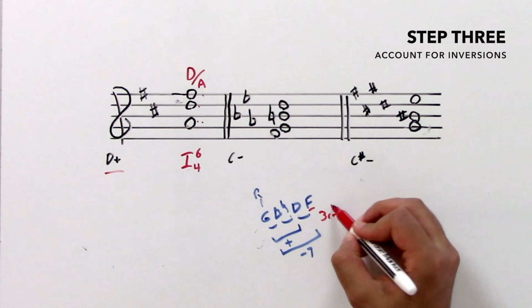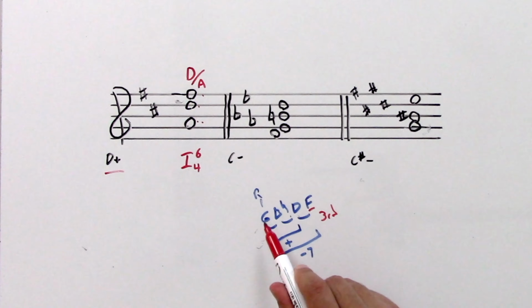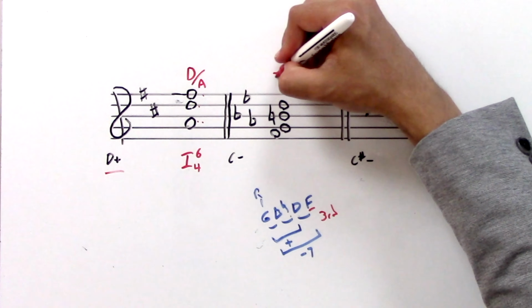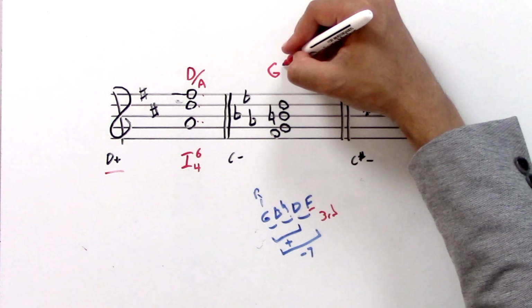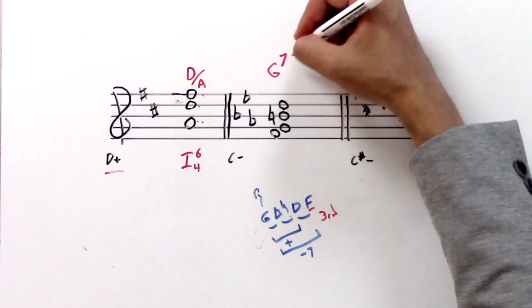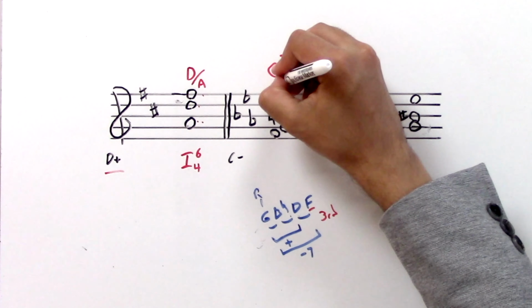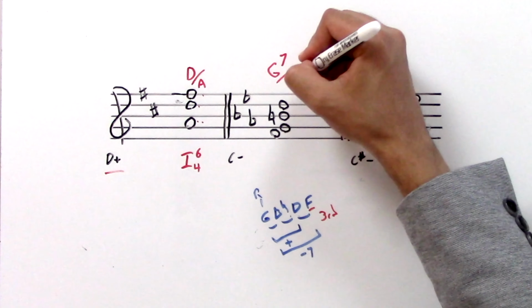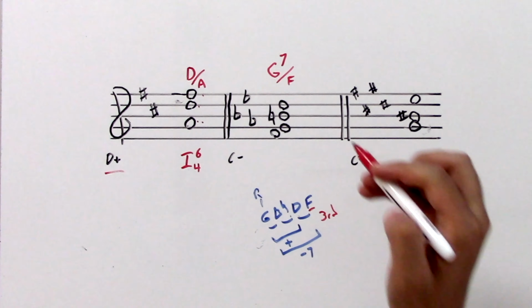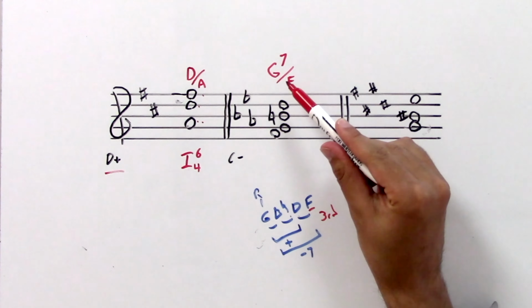Now we can go ahead and write the root quality chord symbol. The root is G. The quality is a dominant seventh chord, and we represent that just with a seventh. And to show the inversion, we write G/over F. It's a G dominant seventh chord over F.